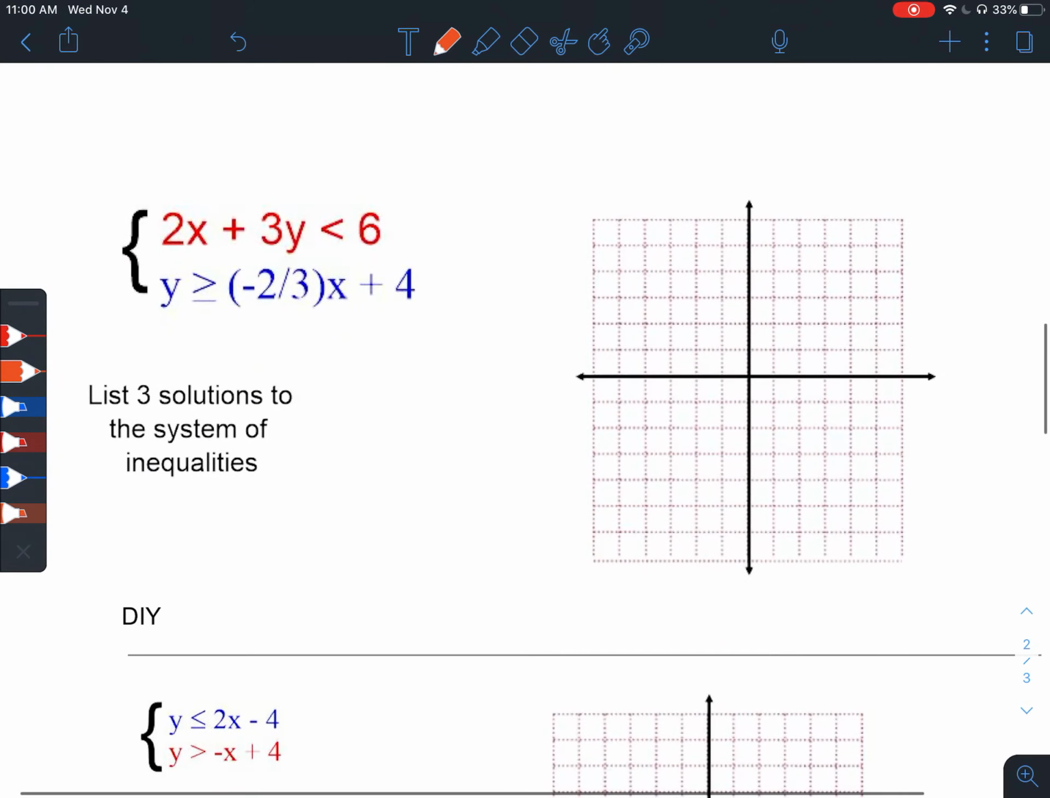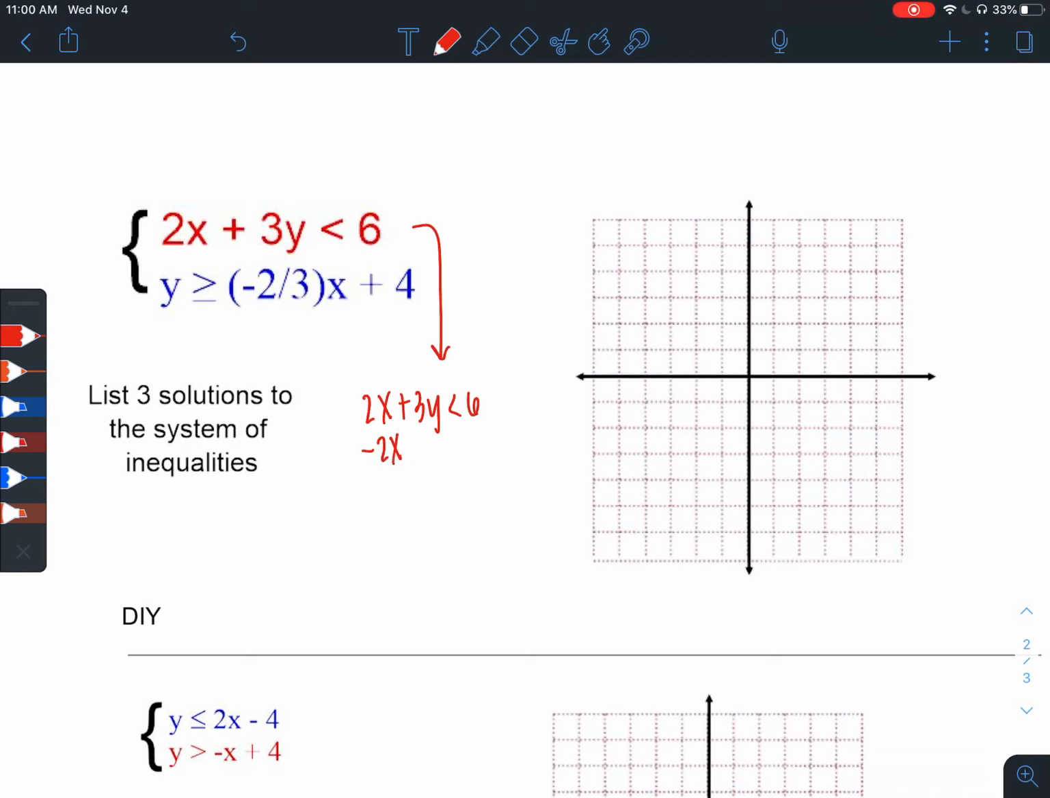All right, next up, go ahead and graph this line. Well, first, let's write it in terms of y: 2x plus 3y less than 6. I'm going to subtract 2x from both sides, then get 3y is less than negative 2x plus 6. Divide by 3. Get y is less than negative 2/3 x plus 2. Take a minute and get that work down, and then go ahead and graph it yourself.